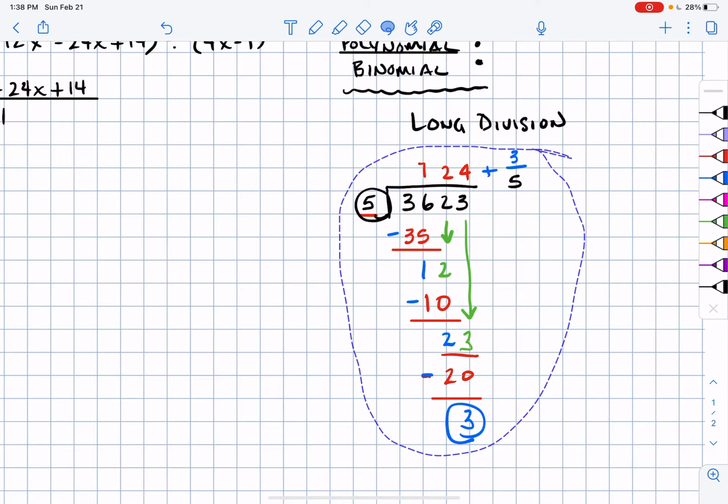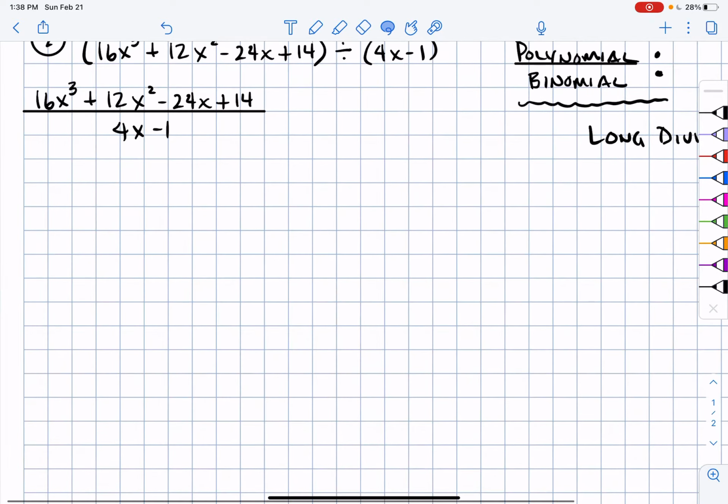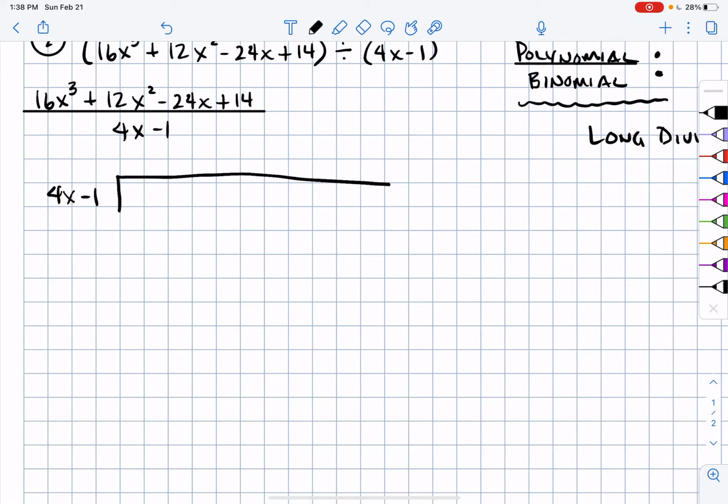Okay, so we're going to apply the same 4 steps here. So the first thing we're going to do is say, okay, I'm going to have 4x minus 1 divided by, that's not going to give me anything nice, so boom, there we go, divided by 16x to the third plus 12x squared minus 24x plus 14.